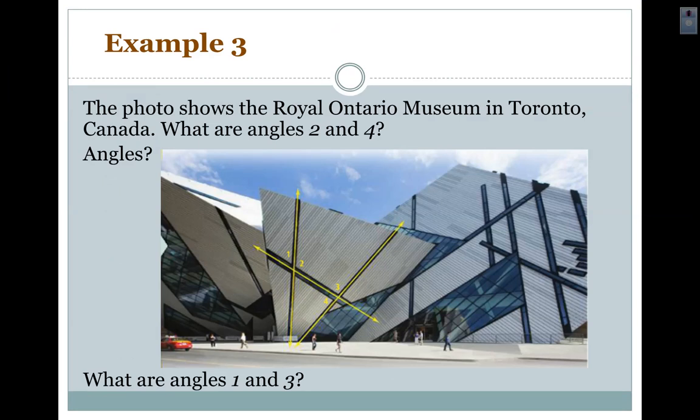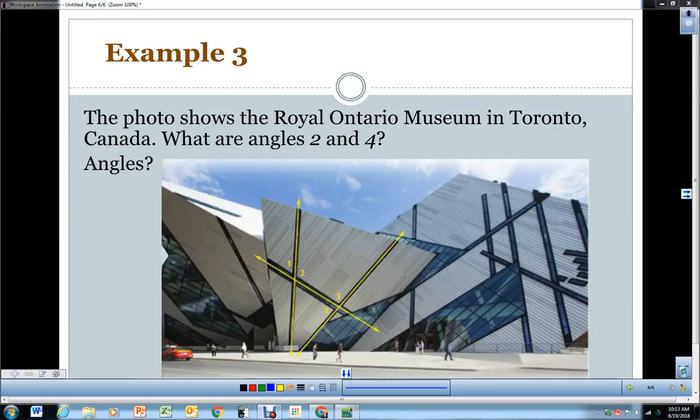Let's take a look at our last example. The photo shown is of the Royal Ontario Museum in Toronto, Canada. What are angles 2 and 4? So 2 is right here, 4 is right here. These are on opposite sides of the transversal. This line right here, these are 2 lines. This is our transversal. So we'd say they're alternate something, and they are inside the 2 lines, so that would be alternate interior angles.